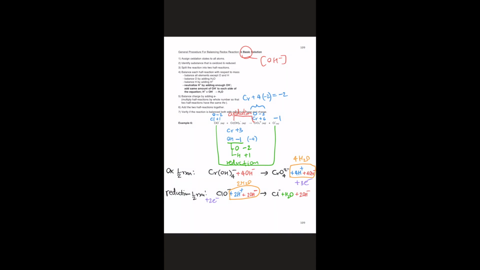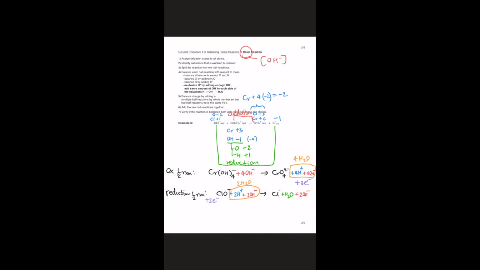Okay, so now let's check the charge before we move on. We have 2 negative plus 1 negative. Total would be 3 negative on the reactant side. On the product side, we have 2 negative plus 1 negative. Total would be 3 negative as well. Therefore, this is the balanced reduction half reaction.